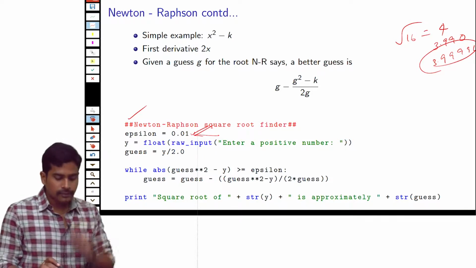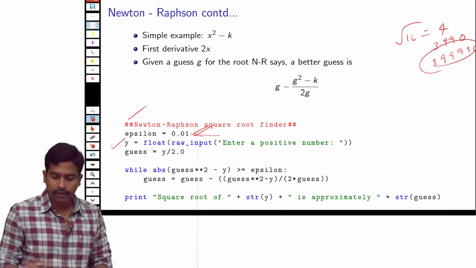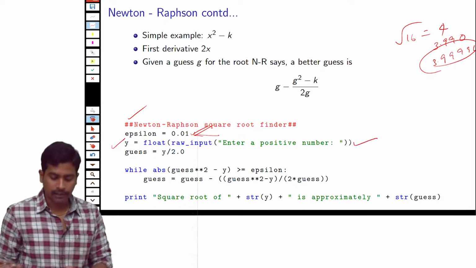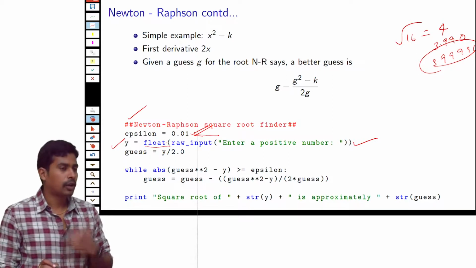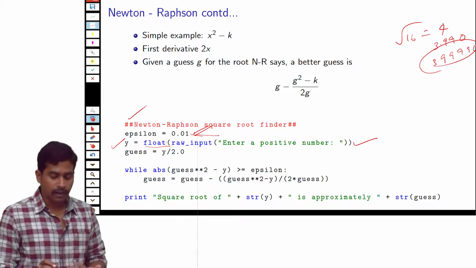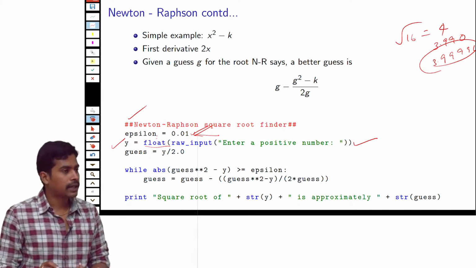Okay. And this statement, as you all know, takes an input number from the console, and we can also find the square root for a float type of number. So this can be either an integer or a float value.